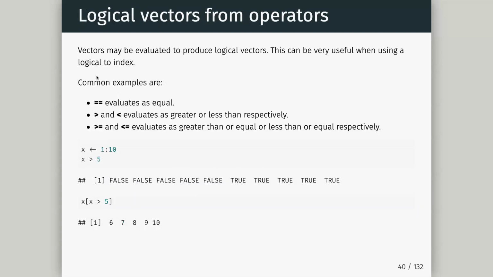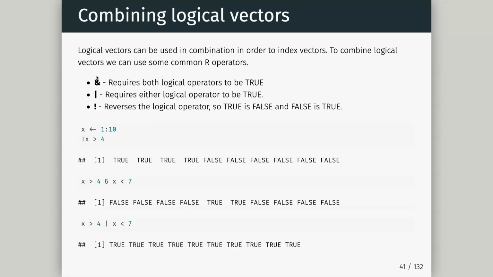These logical vectors can also be built up to be a little bit more complex. We can combine these with things like and, which is the ampersand symbol here, or, which is the pipe symbol. And we can reverse the logical operation so that true is false and false is true by using this exclamation mark.